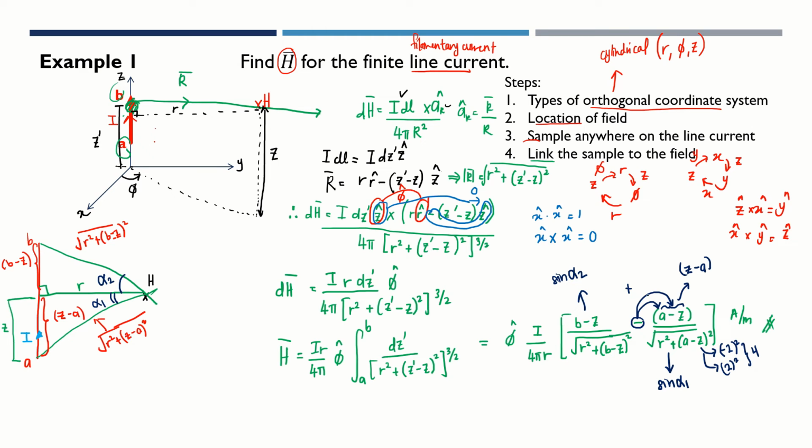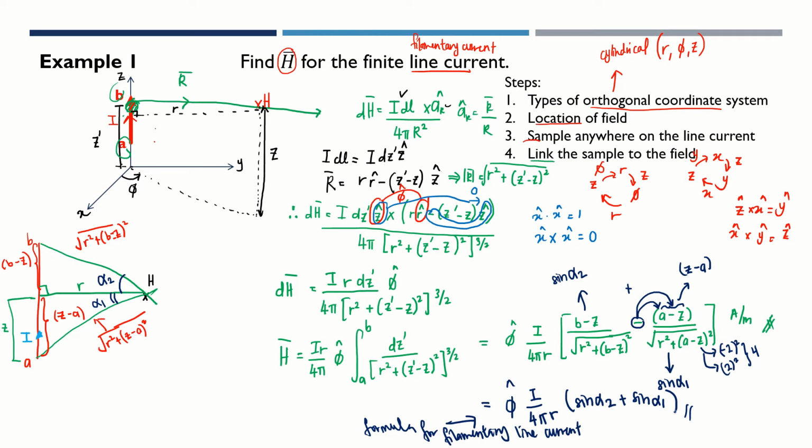So therefore, you can simplify this equation to be I over 4 pi r (sine alpha 2 plus sine alpha 1). Alright, and this is actually the formula for line current, for filamentary line current. Alright, line current, don't forget the units here, ampere per meter. Although this is a formula, it will not be given during your exam, so you either memorize this by heart, or you know how to solve this from the beginning of the solution. So there are two ways.